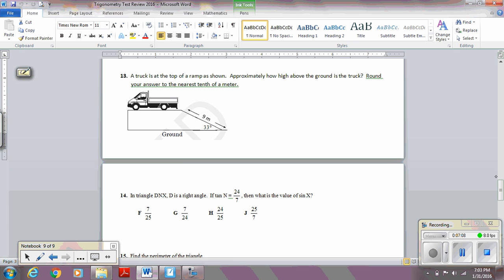Number 13, a truck is at the top of the ramp as shown. Approximately how high above the ground is the truck? Round your answer to the nearest tenth of a meter. So we're looking for this height.